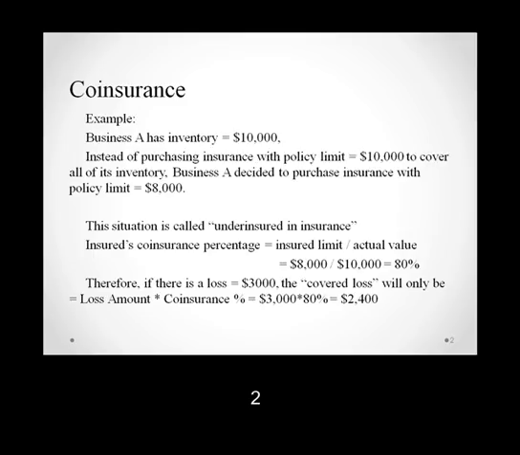So if there's a loss, for example, a loss of $3,000, the covered loss will only be the loss amount multiplied by the co-insurance percentage. So basically, only 80% of your loss will be covered because you only chose to cover 80% of your total inventory. And that will give us the covered loss amount being $2,400. So with this co-insurance percentage knowledge, we can investigate this chapter a little bit better.